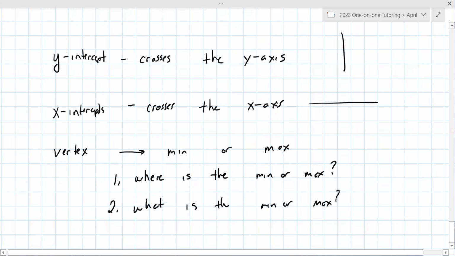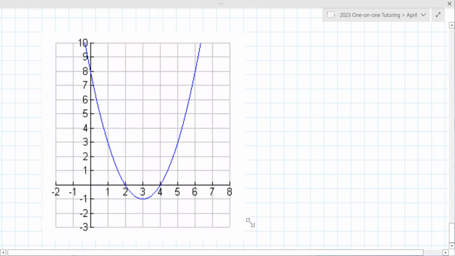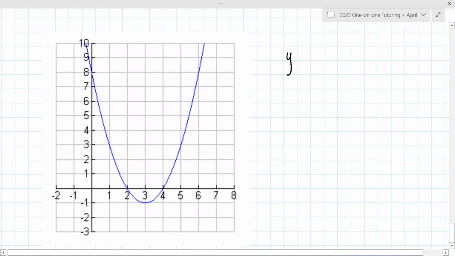Do you see the difference in the language? It's not the same to ask where and what in this context. Sometimes we use them interchangeably when we're rambling, in the case of me, but in the math world, you've got to be very specific here. All right, so just a little bit of primer for this. So let me put a graph in front of you, and I'll take these in any order. Can you give me the y-intercept, x-intercept, the vertex?